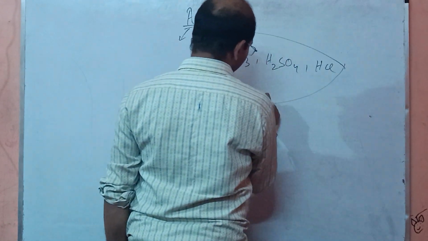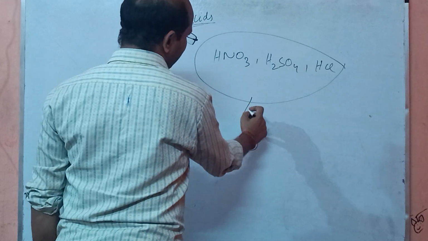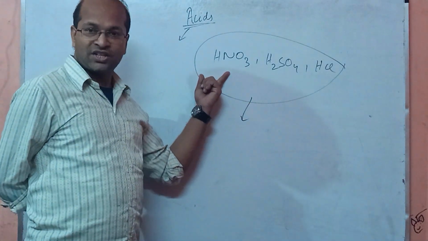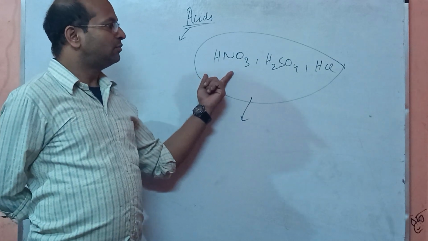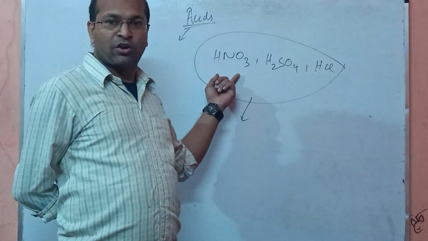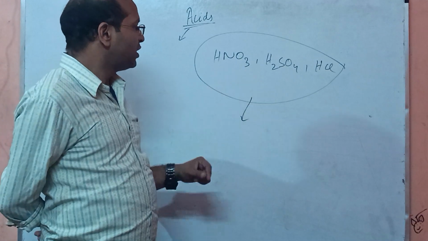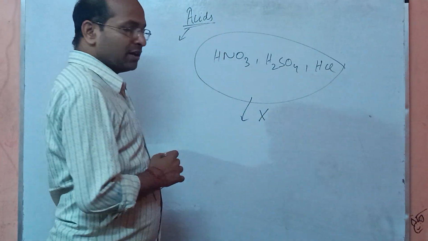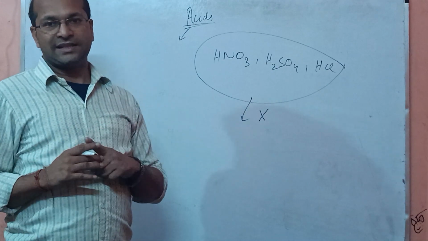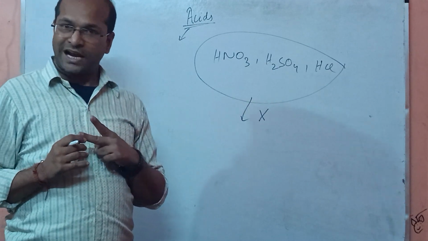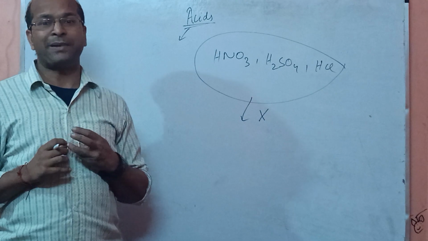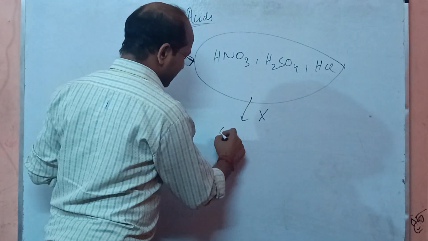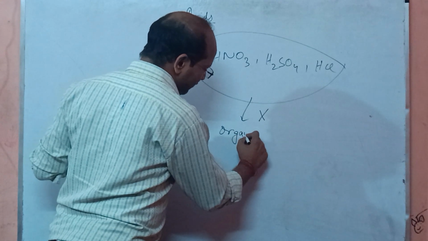We should never consume them. They are corrosive in nature. If you consume them, the consequences will be very serious. So we should never taste them. What acids can we consume? It can be acetic acid, citric acid, or malic acid. Those acids which we can consume are generally organic acids. Organic acids are weak acids.